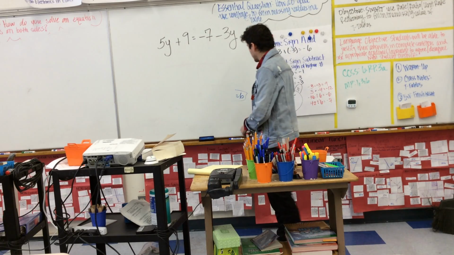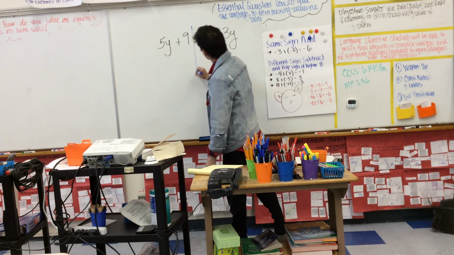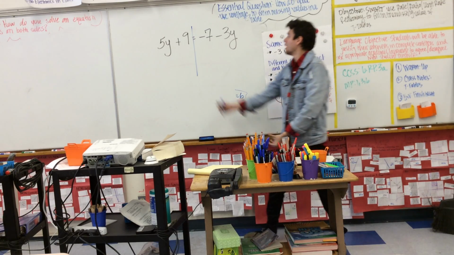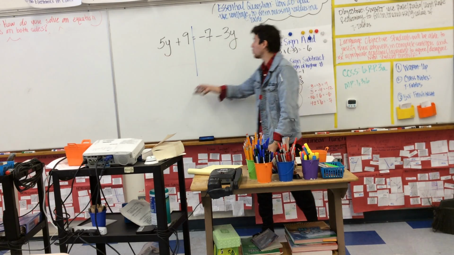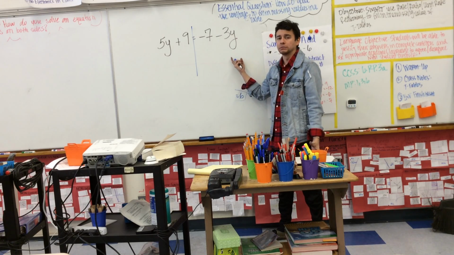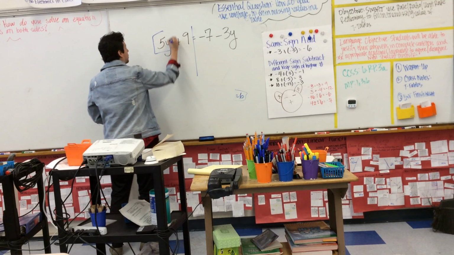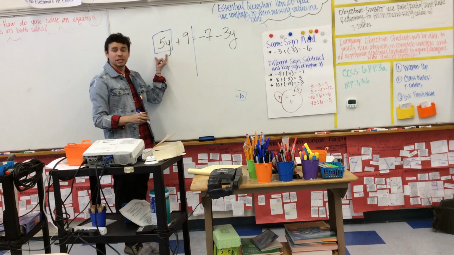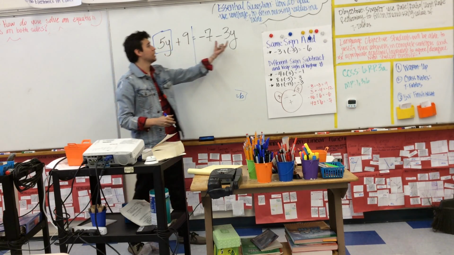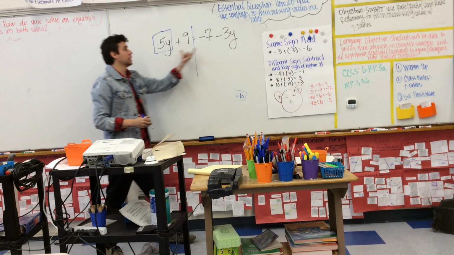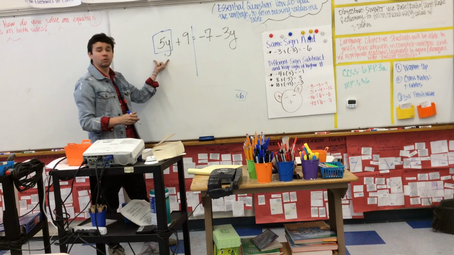So I draw my barrier in the middle, click, draw it. Think about it. Which one's bigger? A positive 5y or a negative 3y? Positive 5y. Because positives are bigger than negatives. This is you. That means you need to bring this minus 3y to this side. The little one wants to join the big one.